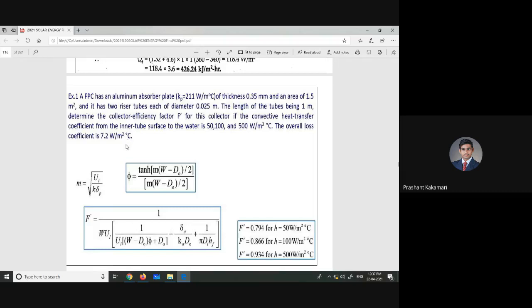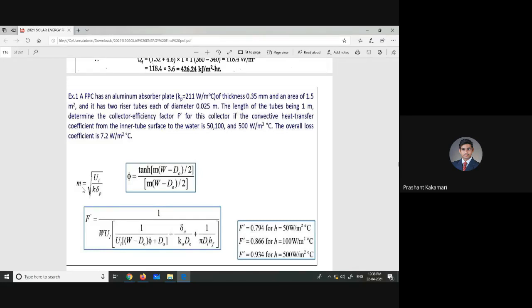So now again I can recall the M value. As in the problem they have given overall loss coefficient, I'll use this, M equals the square root of UL by K delta P. So overall loss coefficient is 7.2 divided by K, the conductivity of the aluminum absorber plate, 211 watt per meter degree centigrade, that is given. Delta P is here the thickness of the plate, not the thickness of insulation. We are talking about the absorber plate itself acting like a pin fin. So that thickness is 0.35 mm. So convert that into meters. So by this one can find out the M value.